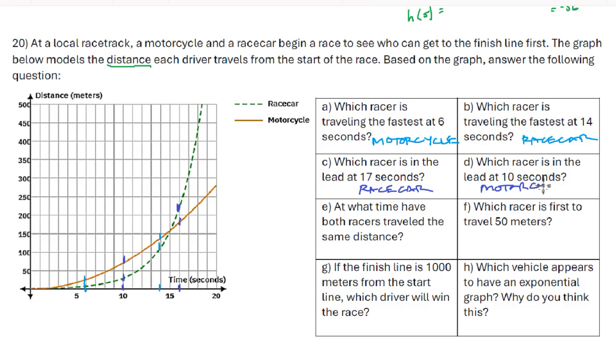So all these things, class, are hopefully helping you to really understand how this graph actually tells the story of the entire race, or at least the race up to about 20 seconds.